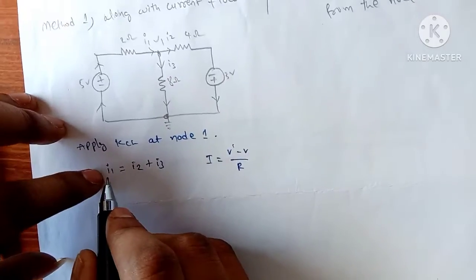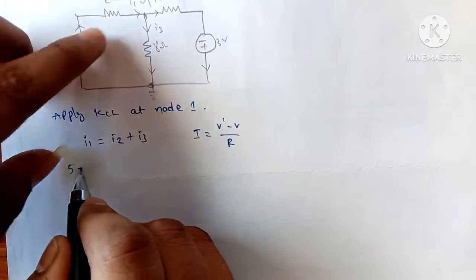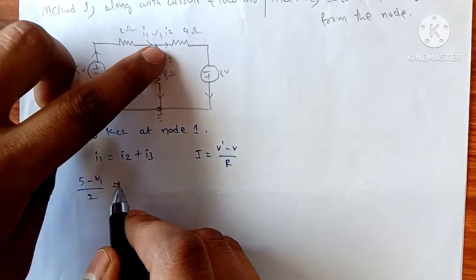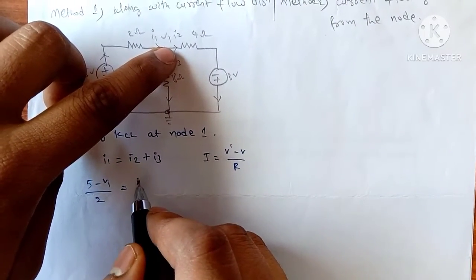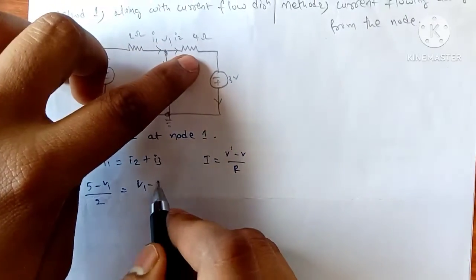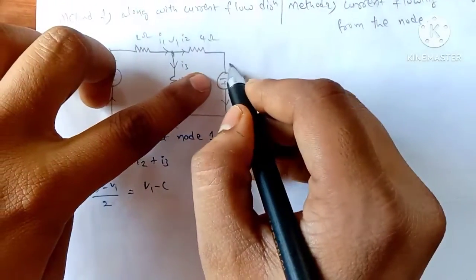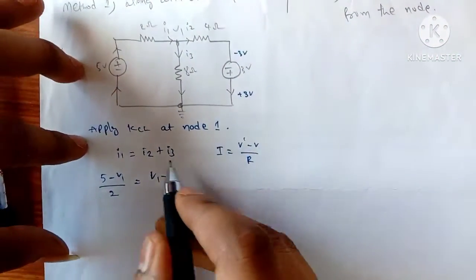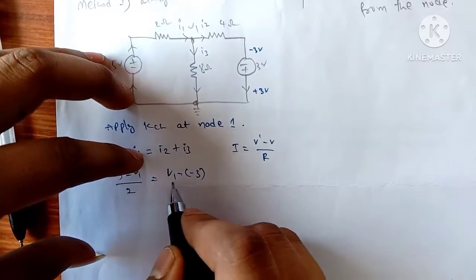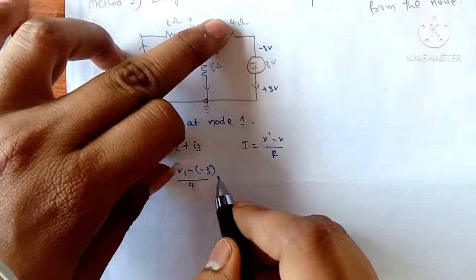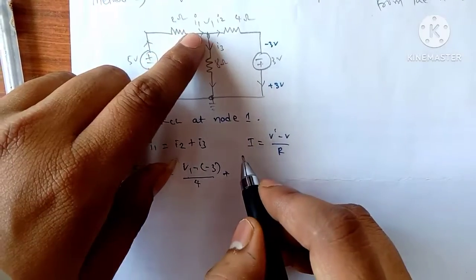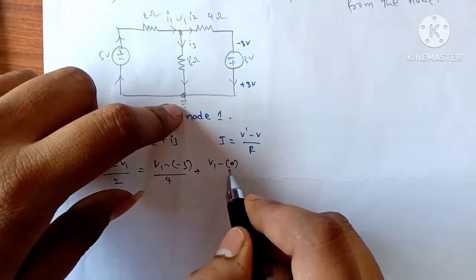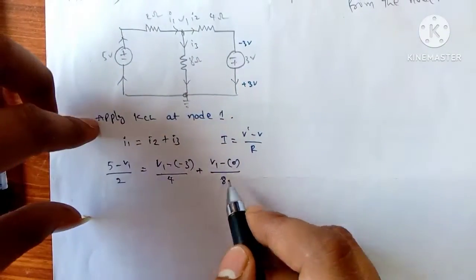So now I1 equals (5 minus V1) by 2 ohms, which equals I2 plus I3. I2 equals V1 minus of minus 3 volts. Here we have minus 3, here I have plus 3 volts, the potential difference. So (V1 minus of minus 3) by 4 ohms plus I3. I3 equals V1 minus ground voltage, which is 0, by 8 ohms.